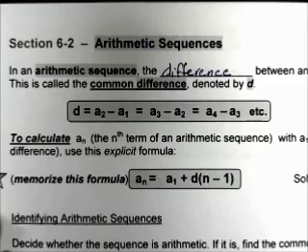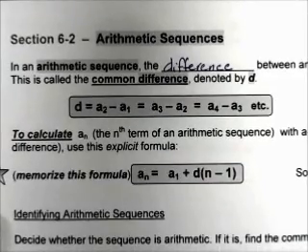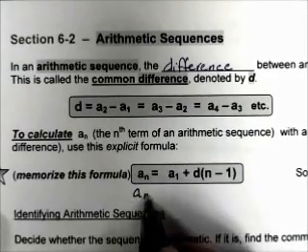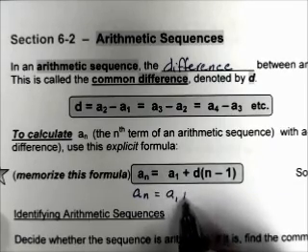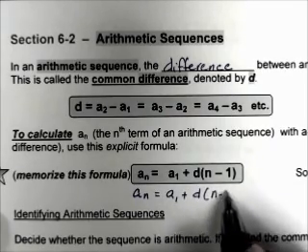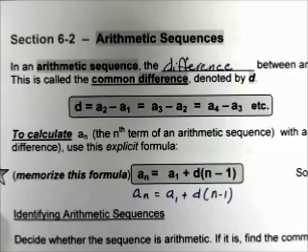Memorize this formula. You need to know this formula. So why don't we write it? All right, a sub n equals a1 plus d times n minus 1. You need to memorize this.